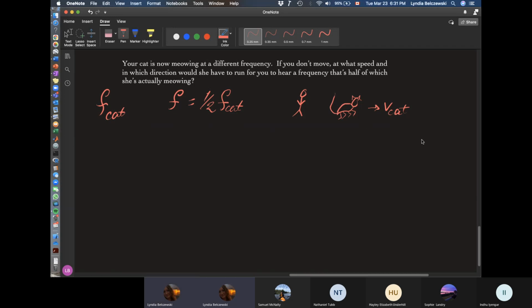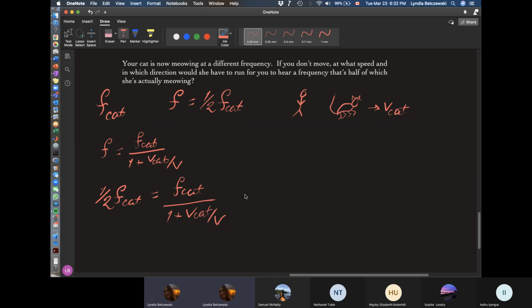Okay, I see some calculations. Nice, let's go through it. So here's our formula. The frequency you observe is the frequency of the cat divided by 1 plus V cat over V sound. I can say the frequency that you observe is going to be half the frequency of the cat. And I'm just writing the rest of this in.